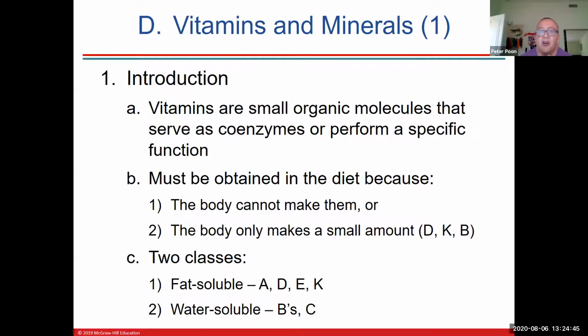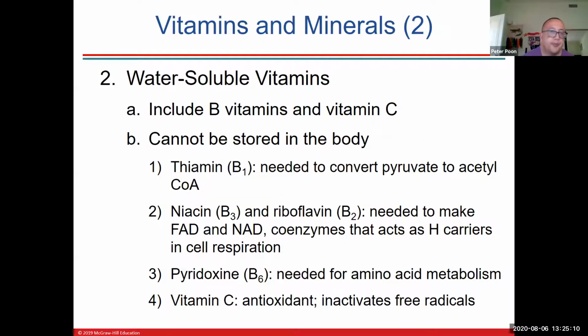Vitamins are small organic molecules that serve as coenzymes, and they must be obtained in a diet because we don't make enough. Vitamins break down into two groups, water soluble and fat soluble. If it's fat soluble, we can store them in fat, so we don't need them every day. If they're water soluble, we do need that amount every day. So you can see the B vitamins here, and vitamin C. I'll talk about these antioxidants in a little bit. They'll bring it up again, but antioxidants are important.